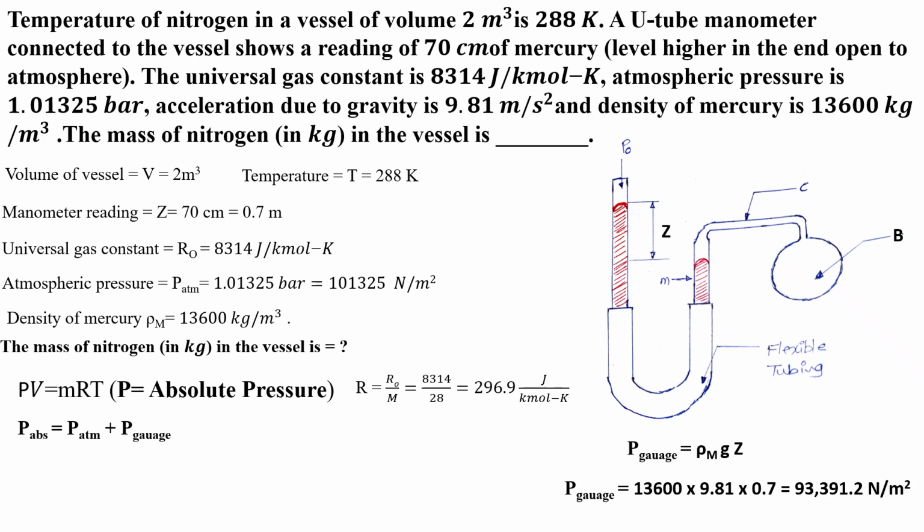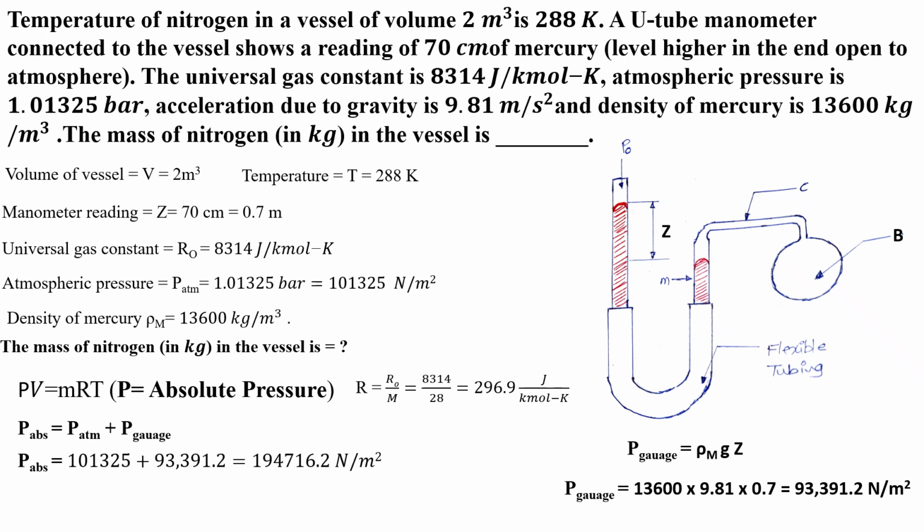Then substitute, we will get the gas pressure equals 93,391.2 Newton per meter square. Then absolute pressure will become 101,325 plus 93,391.2, which is equal to 194,716.2 Newton per meter square.